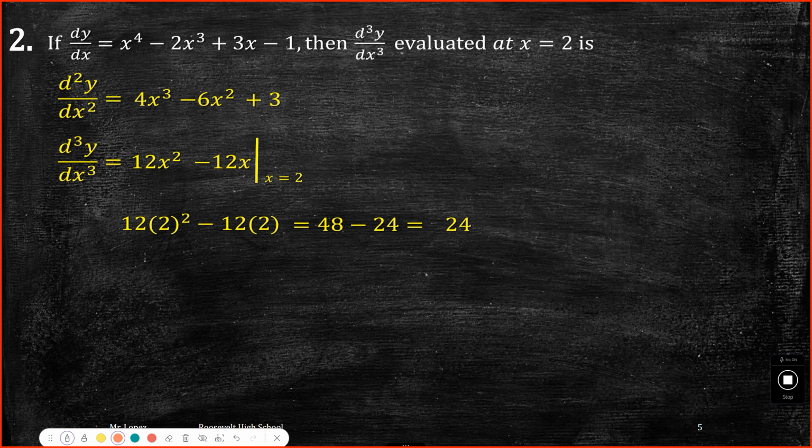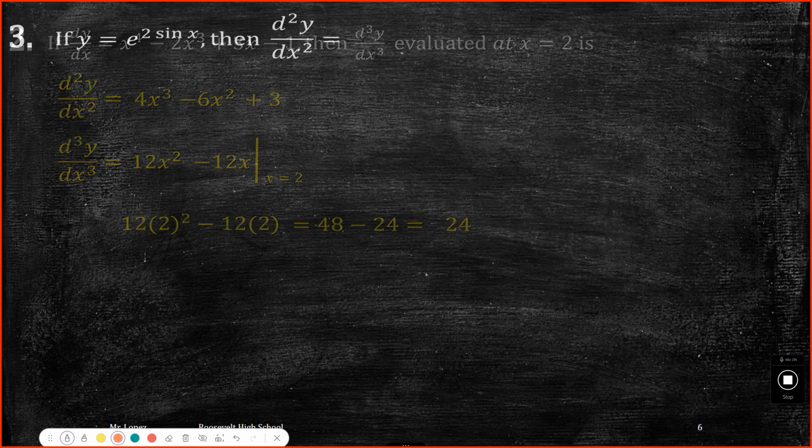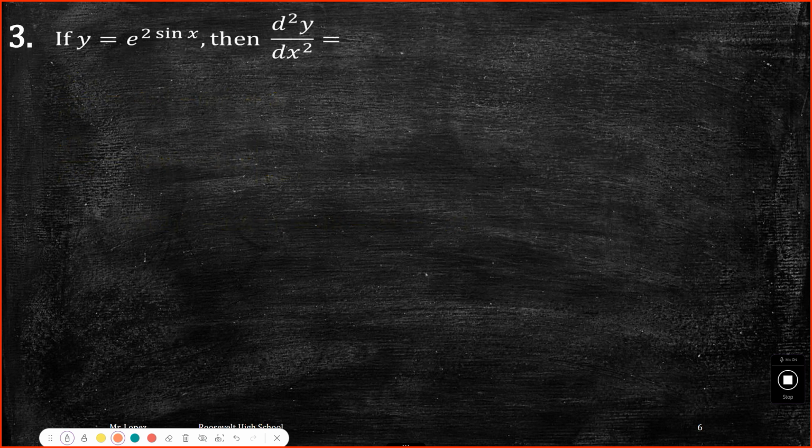Moving on. Next. Easy. These are easy problems. Next. Alright, let's go, number 3. If y equals e to the 2 times sine x, then what's the second derivative?